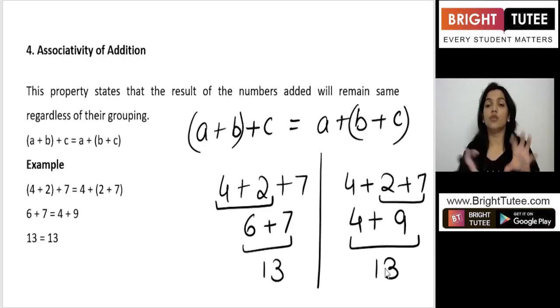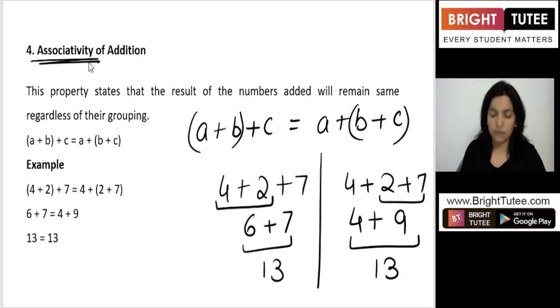So do you see that no matter which numbers we are choosing at first, the answer is still the same. This is called the associativity of addition. Okay, this is not true for subtraction, so we are not learning that.